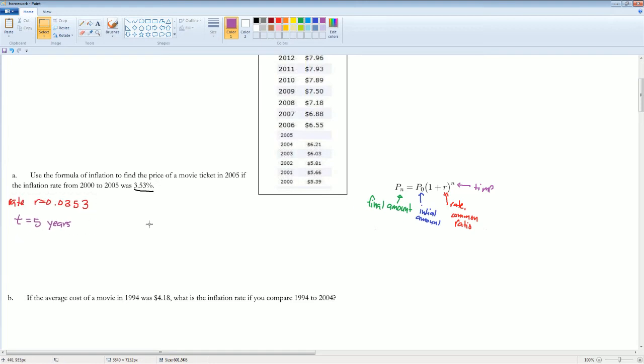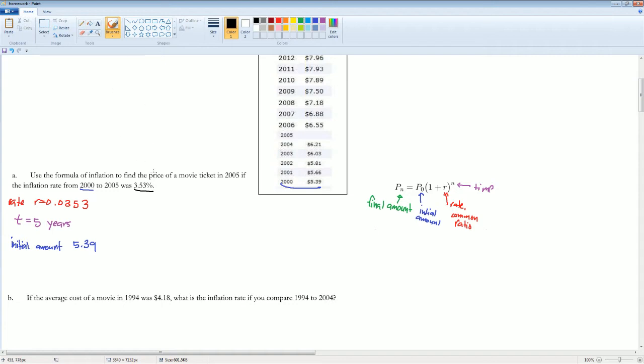Okay. And then we need the blue initial amount. What is the initial amount? Well, the initial amount starts at your initial year, which is 2000. What is its price at 2000? It was $5.39. So the initial amount was $5.39.